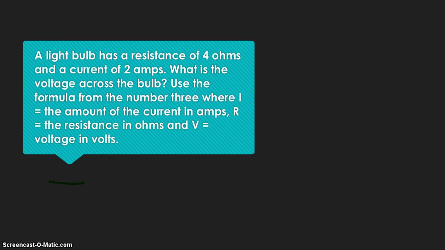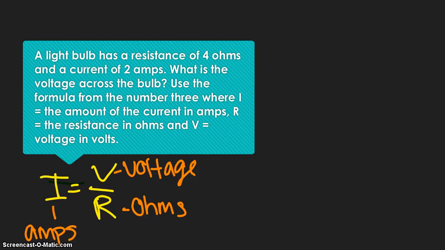Now, a little trick, a little thing I like to do that helps me out, is write out the equation with what it equals. So I is amps, and then V is voltage, and R is ohms. Just so I have that visual and I don't have to keep going back into the equation and reading, trying to figure out what it says just based on what the paragraph says.